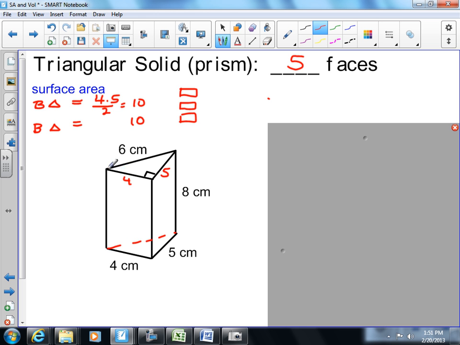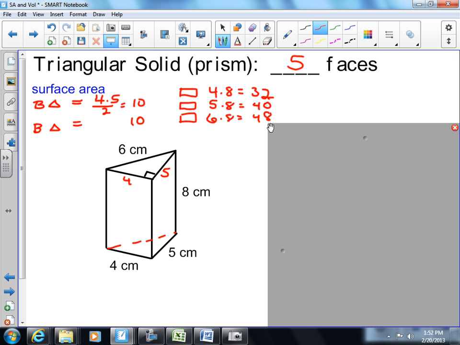Okay, let's start with the front. What are the dimensions of the front? It's a 4 by 8, which is 32. Okay, let's go to the right side. 5 by 8, which is 40. And then the one in the back is a 6 by 8, which is 48.